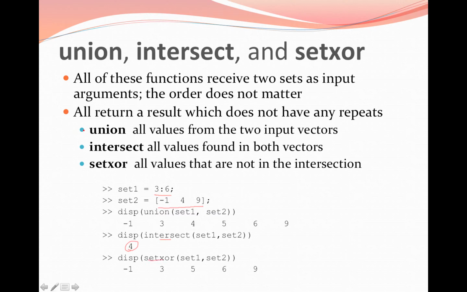The setxor function returns all values that are not in the intersection of the two vectors. So in this case, if we look at the union and take out the one value that was in the intersection, we're left with -1, 3, 5, 6, 9, which is what we get from the setxor function.